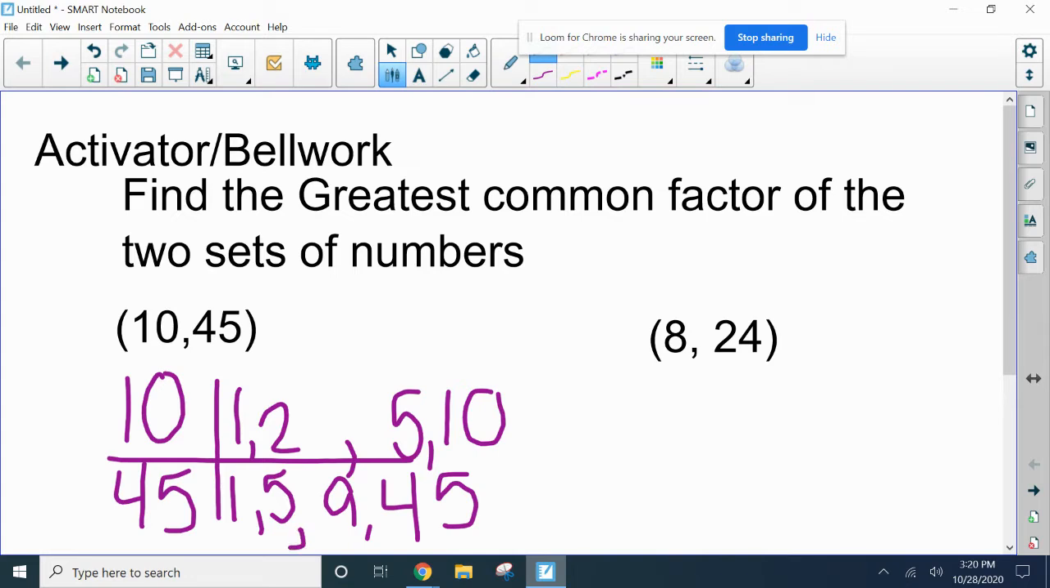So now my next step is to go ahead and find the biggest number that they both share. Well, let's see what they do share. This is the only 10.